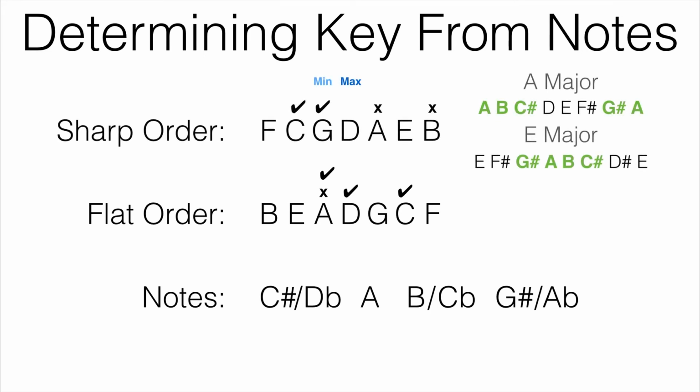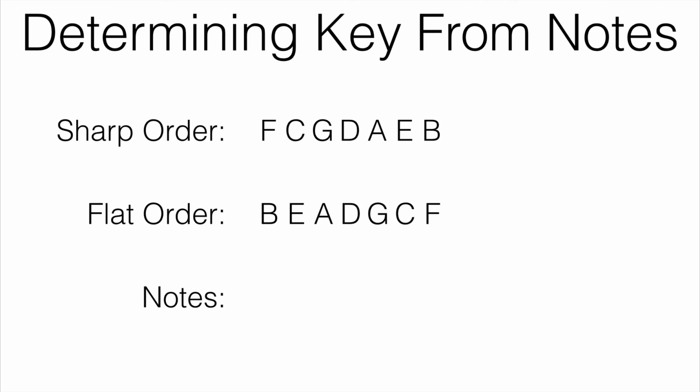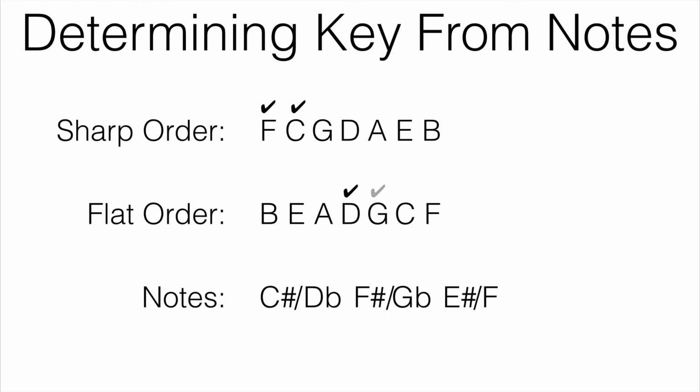Let's look at another example where we can have multiple possible key options. In this case, our list will be C sharp or D flat, F sharp or G flat, and E sharp or F. For C sharp or D flat, let's check off C sharp and D flat. For F sharp or G flat, let's check off F sharp and G flat.